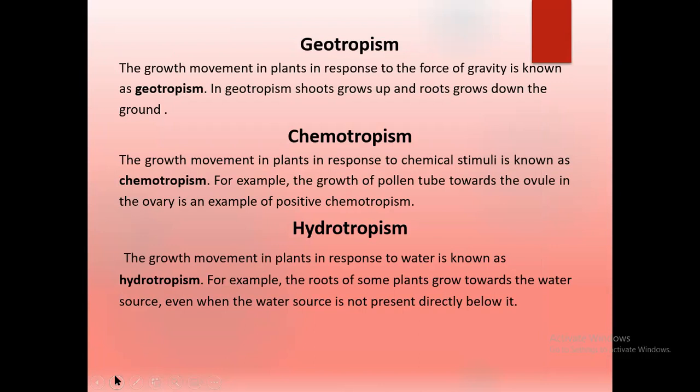Chemotropism: the growth movement in a plant in response to chemical stimuli is known as chemotropism. For example, the growth of the pollen tube towards the ovule in the ovary is an example of positive chemotropism. Hydrotropism: the growth movement in a plant in response to water is known as hydrotropism. For example, the roots of some plants grow towards the water source even when the water source is not present directly below them. This is an example of positive hydrotropism.